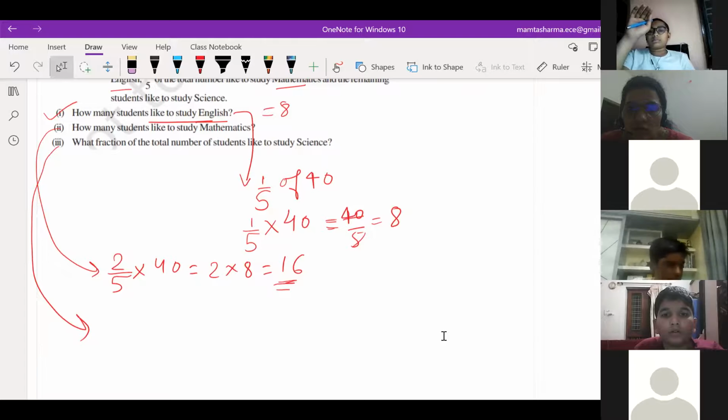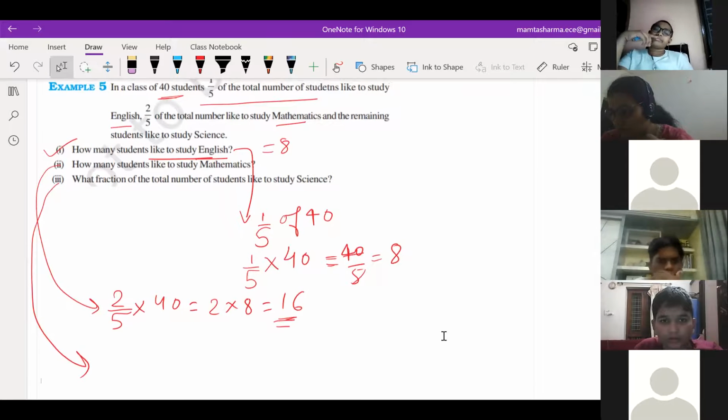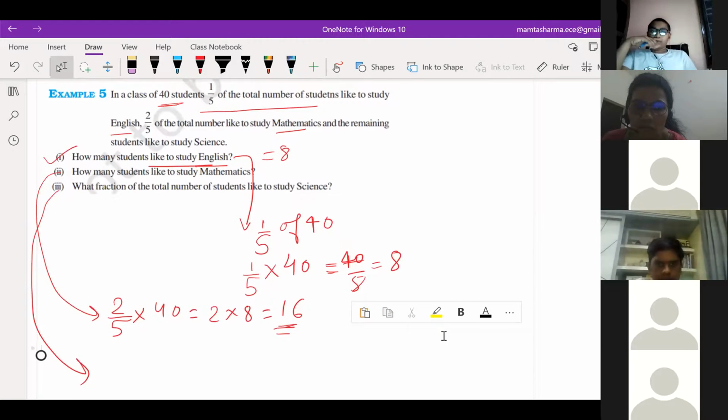Ma'am, what fraction of students like to study science? 1/5 of the students like to study English and 2/5 like to study mathematics. Remaining students like to study science. So to find the remaining students, we have to add both 1 by 5 and 2 by 5, which makes 3 by 5, and subtract it from the total 5 by 5. So we'll get 2 by 5. We have already found the value for 2 by 5. 2 by 5 is 16. So 16 students from the class like science.